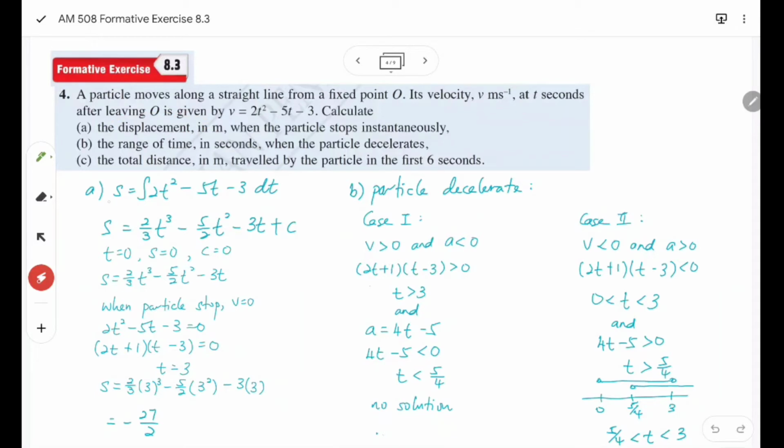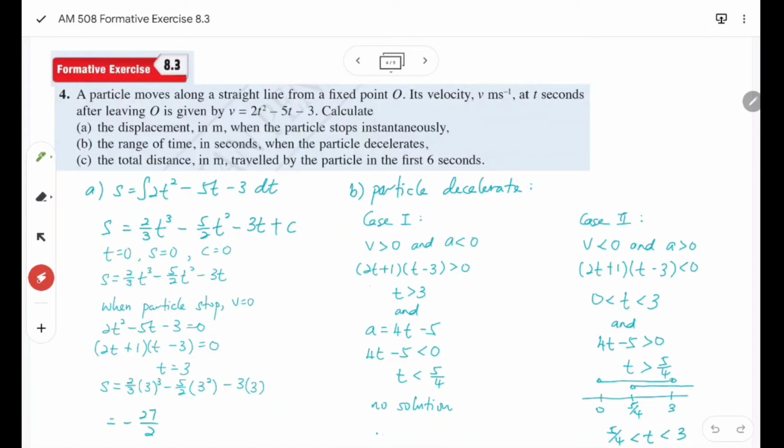First of all, we get the function s by integrating the function of velocity with respect to time. So we get s equals to 2 over 3 t cubed minus 5 over 2 t squared minus 3t plus c.